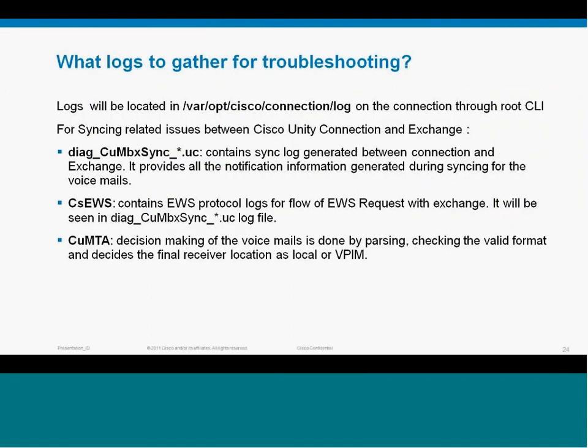So what logs to gather for troubleshooting? Generally, logs are located in var/log/active/cisco connection logs when you go to Connection through the root CLI. For syncing-related issues between Cisco Unity Connection and Exchange, we can refer to these three DAGs for CUMDX sync, CsEWS and MT. You can go through these DAGs for any troubleshooting operation.